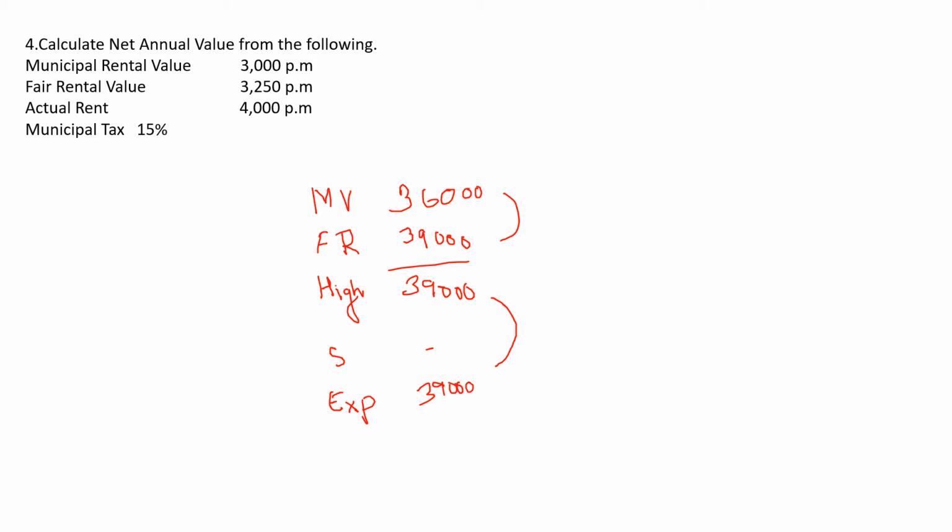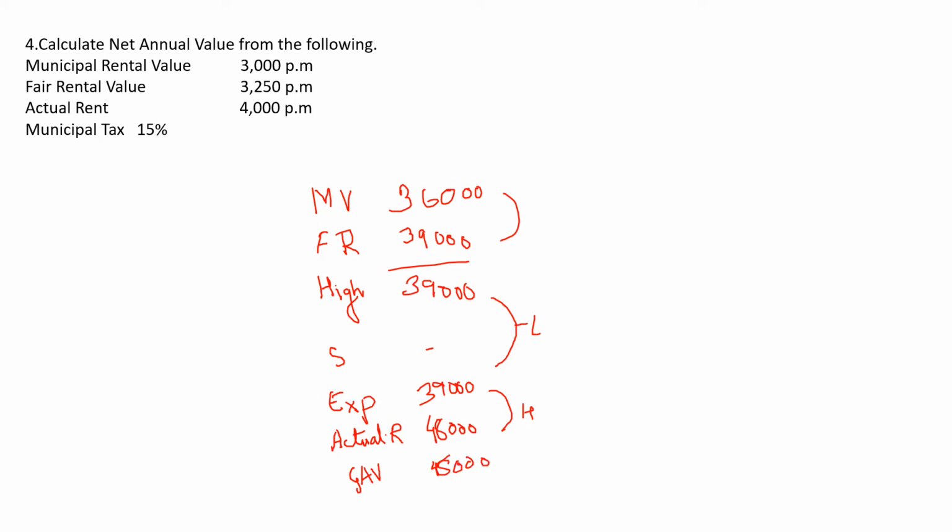Now actual rent. Actual rent is how much? 4,000 per month. That means we get 48,000. We will be taking the higher of these two. Here we take the lower of these two, yes. So our gross annual value comes to be 48,000. Right? Gross annual value comes to be 48,000.